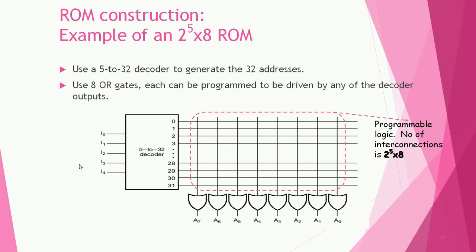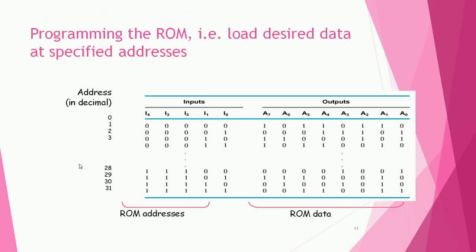A0 to A7 are the AND gates used. Now in this diagram the AND gates are not connected, so every AND gate has 32 input lines, but the connections are made as per the data which you want to store or which you want to read or write. So the number of interconnections is 2 raised to 5 by 8.